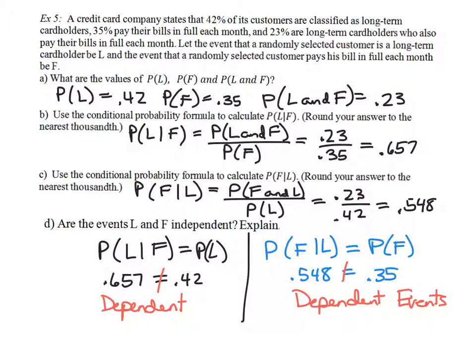So I could have said that L and F are dependent either by looking at what we wrote on the left side or what we wrote on the right side. Both of those tell me that they are dependent events.